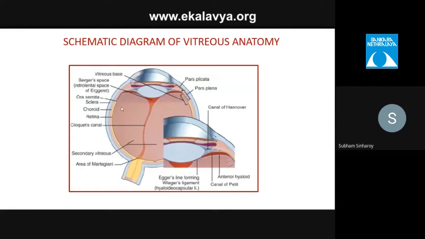So with this basic information, as you know, the vitreous is 4 ml in volume, and it contains about 98% water and 2% structural proteins, mostly collagen type 2, along with other extracellular matrix.